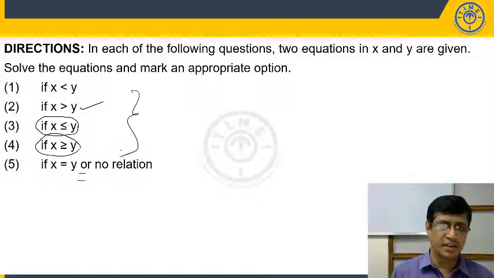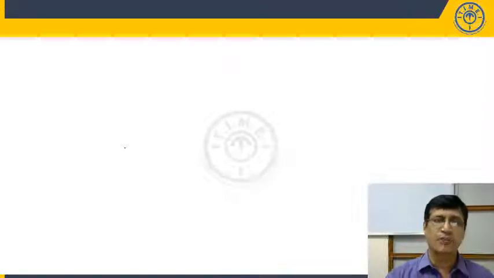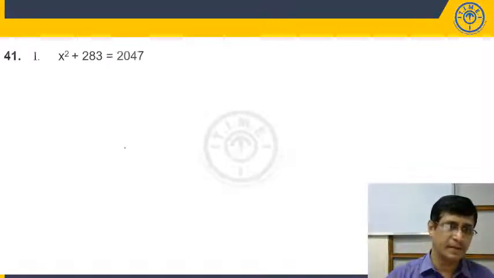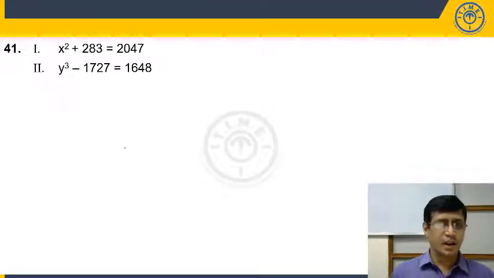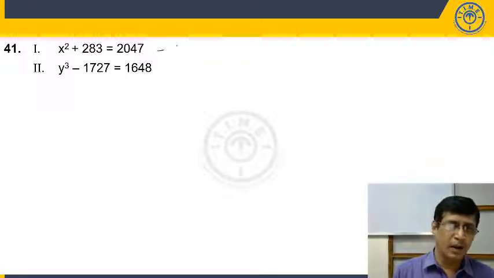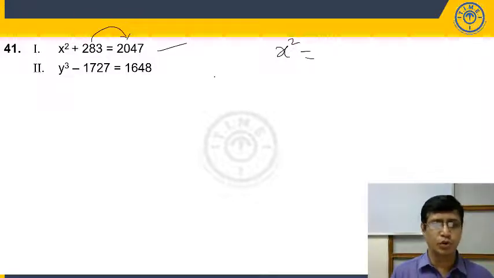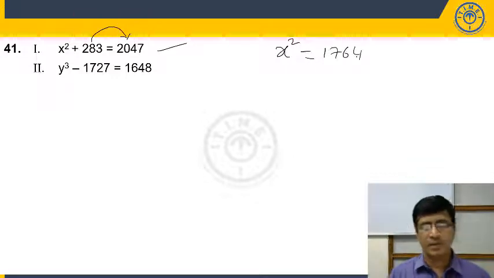Okay, these are the directions for a set of questions from the quantitative section, that is from the quadratic equations. Now look at the first example on your screen. Now, my dear students, what is given here? x square plus 283 is equal to 2047. Now, how much is the value of x square? So, 283 subtracted from 2047 will give 1764.